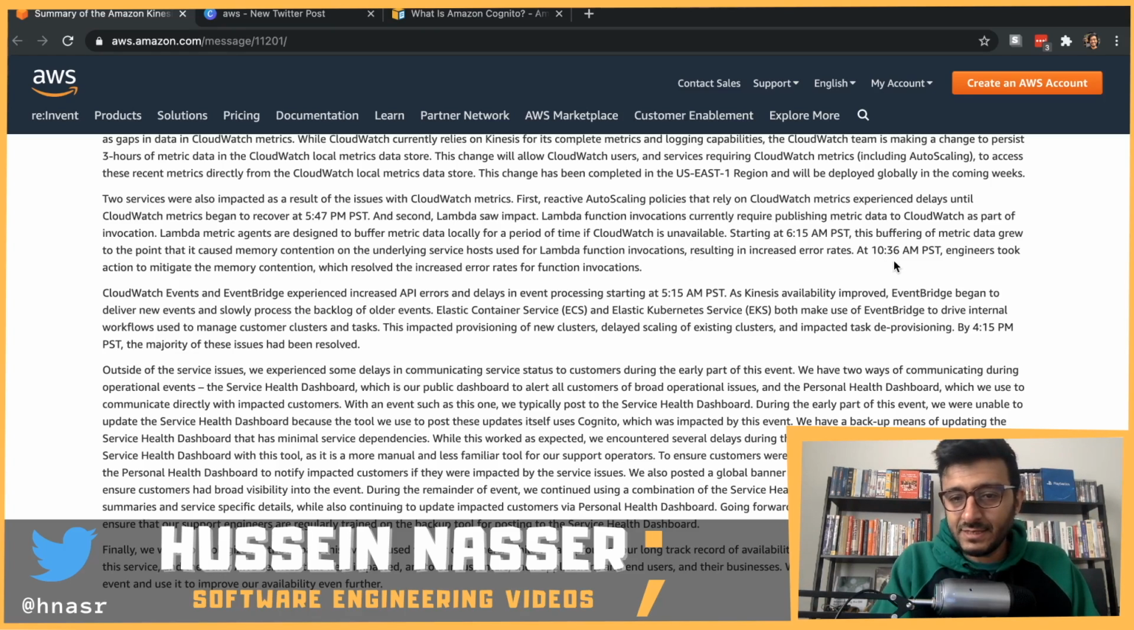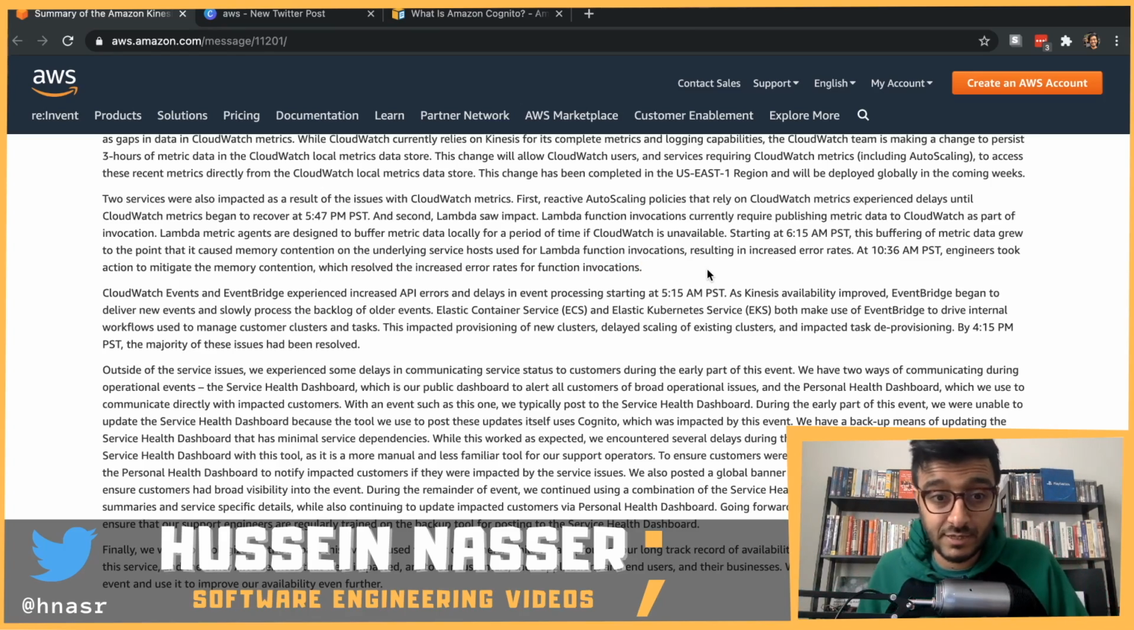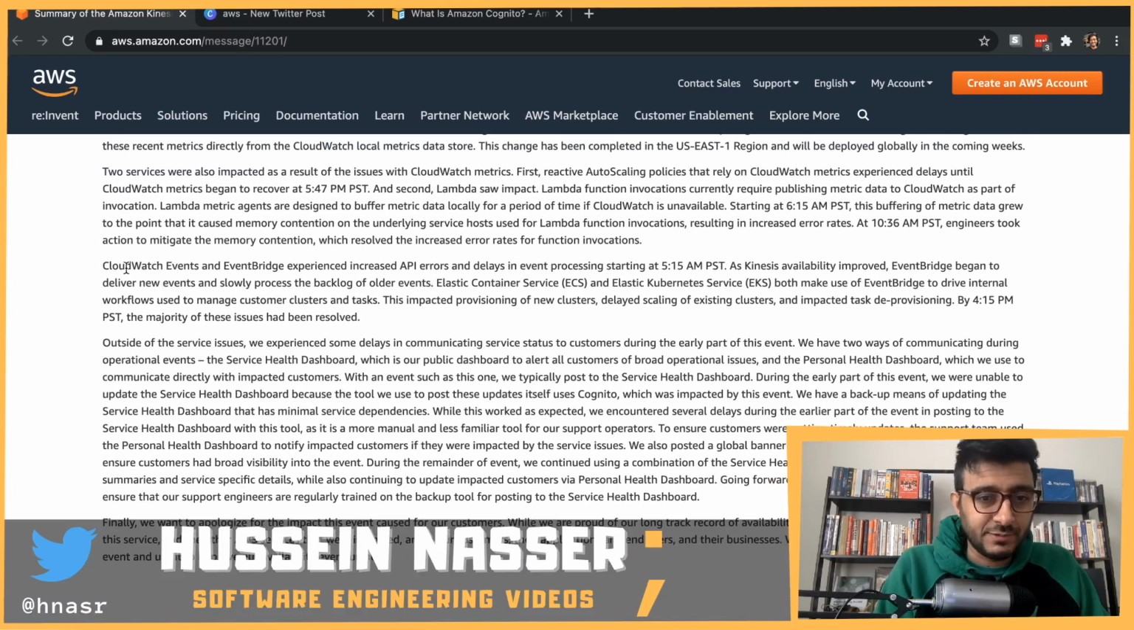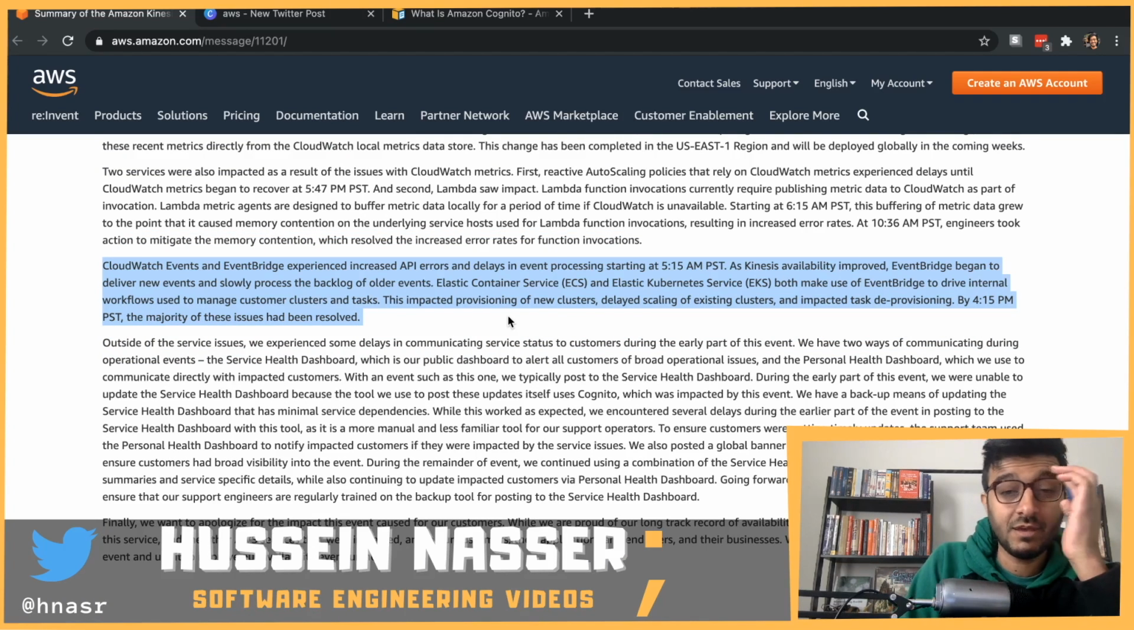At 10:36 a.m., engineers took the action to mitigate the memory congestion, which resolved the increased error. So Lambda was fixed very early, right? The Lambda engineers just said, hey, wait a second, why are we buffering this thing? Let's maybe flush it to disk or something like that. They didn't say that, but I'm just assuming they flushed it to disk. Otherwise, why would you keep it in memory? This is useless information, right? I'd rather execute the user's function than keep it in memory.